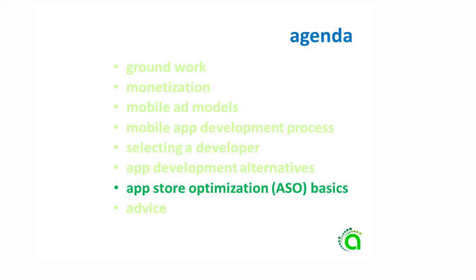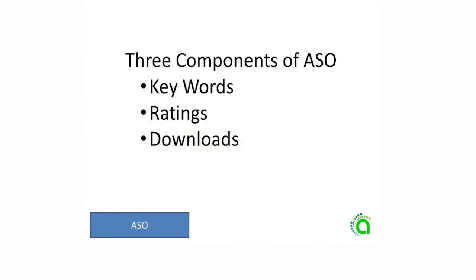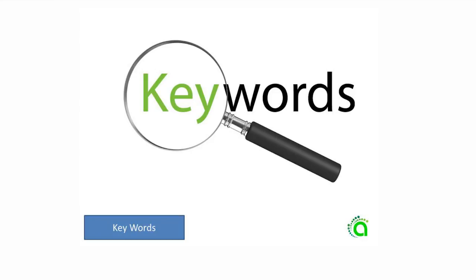So let me talk about App Store optimization. You've heard of SEO, which is search engine optimization. The App Store has something similar. It's called App Store optimization. It's based on three factors: keywords, ratings, and downloads. With Apple, you actually have 100 characters to write keywords, and about 30 characters in the name, so you want to try to squeeze keywords in there.